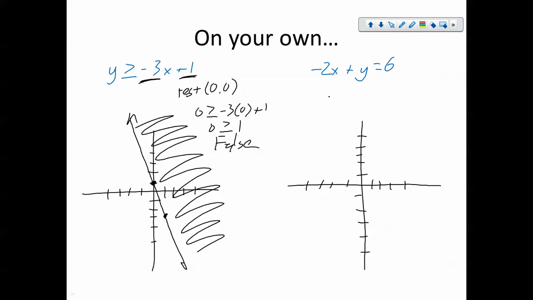The one on the right here, I'm going to go ahead and put this in slope-intercept form to graph it. That's y equals 2x plus 6. So my y-intercept is here at 6. My slope is 2, up 2, right 1, which takes me off the graph, so I'm going to go the opposite way, down 2, left 1.